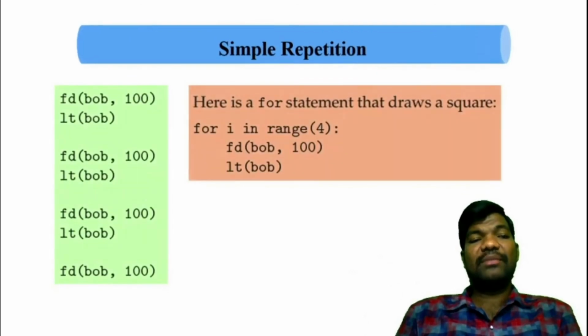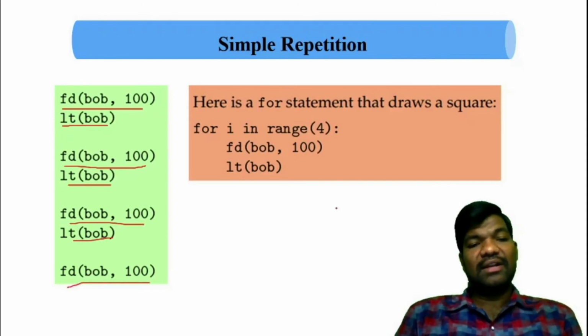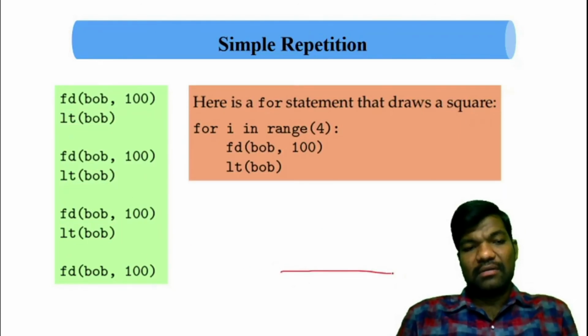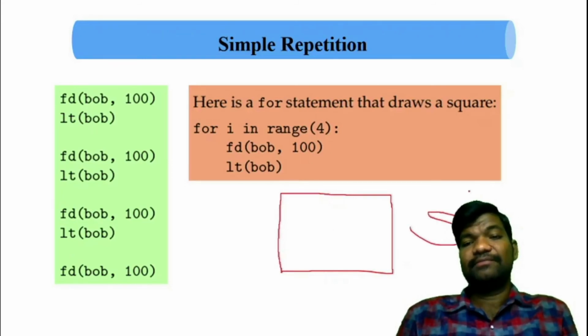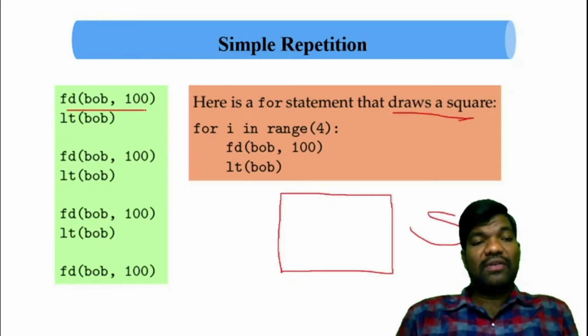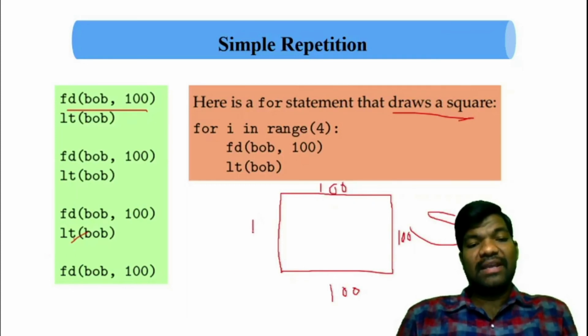Coming to simple repetition, see here: forward 100, left turn, bob. Once again forward 100, left turn. Like that, forward, left turn, forward 100, once again left turn, forward 100. So what will it draw? It is a square. To draw a square, we need to go forward 100 steps, left turn, once again 100 steps, left turn, once again 100 steps, left turn, once again 100 steps.